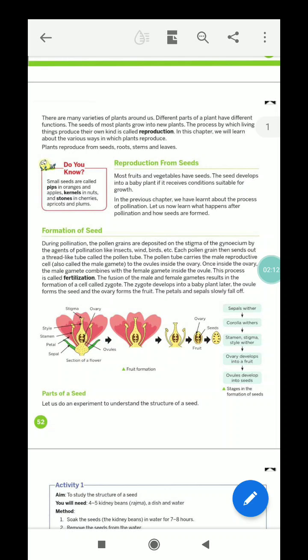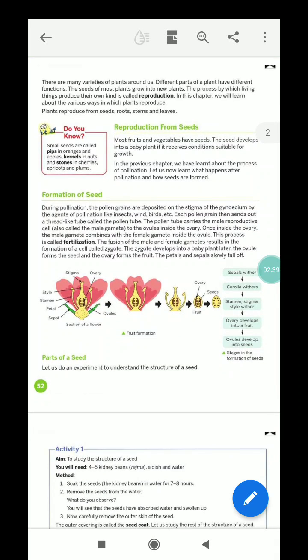Most fruits and vegetables have seeds. The seeds develop into a baby plant if it receives suitable conditions for growth. What are these suitable conditions? They are proper amount of light, water, and air. Okay, most fruits and vegetables. In the previous chapter, we have learned about the process of pollination that we have already completed in the first unit. Let us now learn what happens after pollination and how seeds are formed.